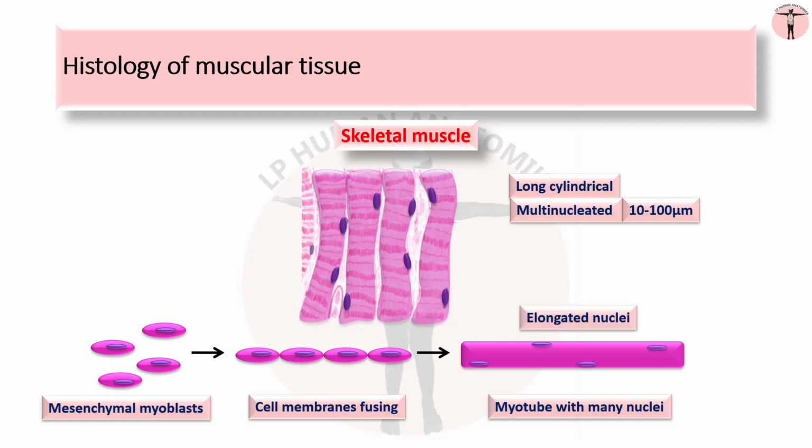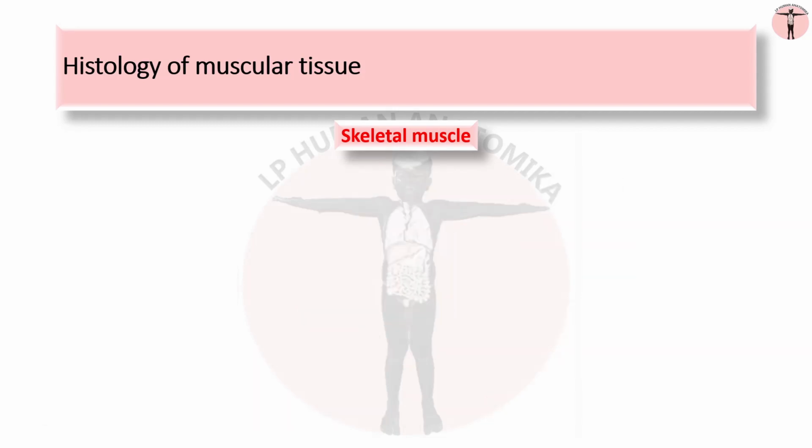Elongated nuclei are found peripherally just under the sarcolemma, a characteristic nuclear location unique to skeletal muscle fibers or cells. A small population of reserve progenitor cells called muscle satellite cells remains adjacent to most fibers of differentiated skeletal muscle. Skeletal muscles help in quick and forceful contraction. Now let us see how a skeletal muscle is organized.